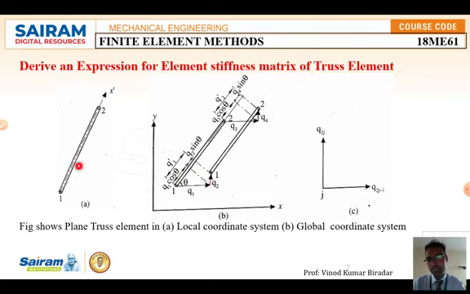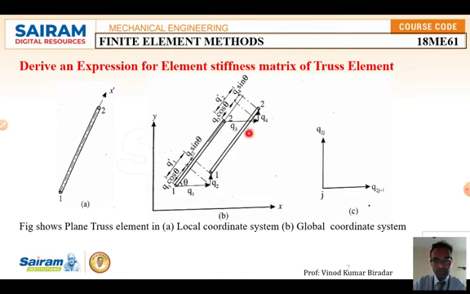Here, this is the element. In the local coordinate system, the orientation is along the axis of the truss element, whereas here it is a 2-dimensional object, so x and y will be there. Look at this element. q1, if you displace this position it changes. So from here to here the length will be q1, and here to here the length will be q3.